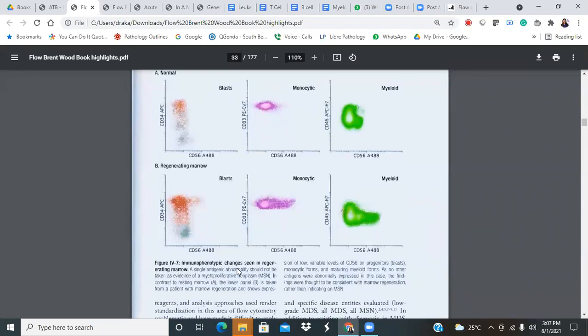So a single antigenic abnormality should not be taken as evidence of myeloproliferative neoplasm. In contrast to the resting marrow, the lower panel, the resting marrow is A, normal. The lower panel is B, taken from the patient with marrow regeneration and shows expression of low variable levels of CD56. So that's what they were saying, that when there is acquisition of CD56 in the myeloid monocyte and blast as well, that is kind of more suggestive of a regenerative marrow.